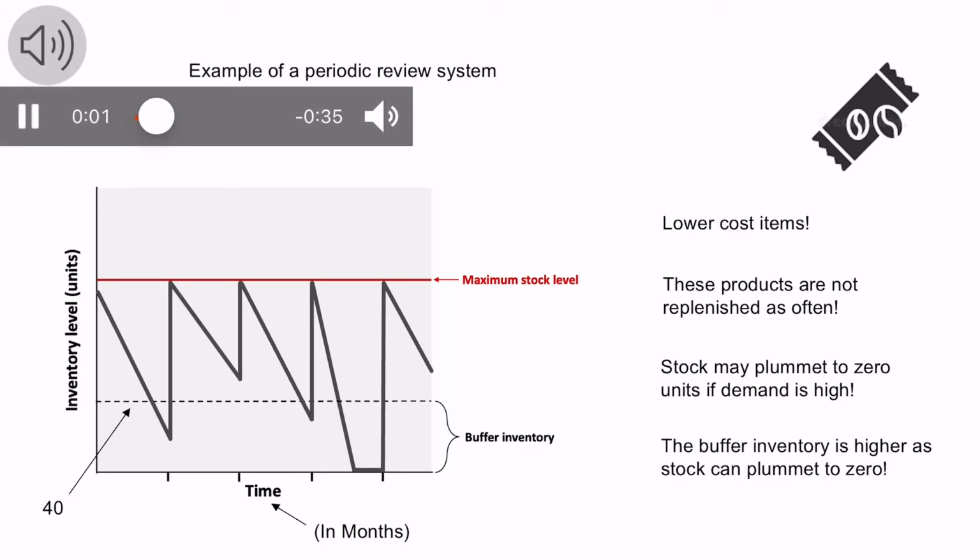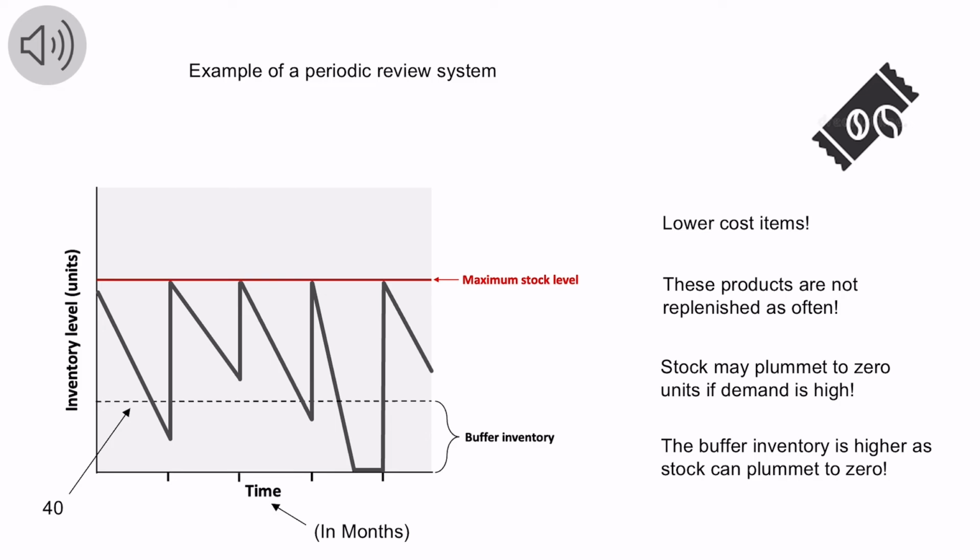Here is an example of a periodic review system with the same coffee brand previously discussed. This brand also produces instant coffee sachets that have less demand and are a lower cost item. These items are not replenished as often as the roasted coffee beans. Stock is replenished periodically, and as seen at the start of the 5th month, there was high demand of it, causing stock to plummet to 0 units.